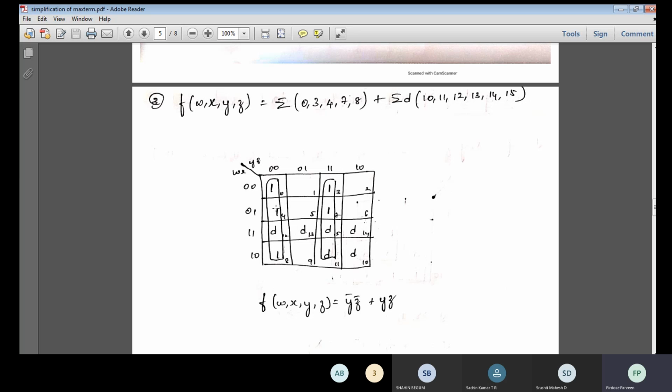So 1 is here, 1 is here and 1 is here, and a don't care term is here. So I can go for a 4 cell grouping like this: 0, 4, 12 and 8. What you'll be getting here is Y bar, Z bar. In the same way, I'll group 3, 7, 15, 11, which is YZ. Again, you cannot group 12, 13, 14, 15 like this, and you cannot group 14, 15, 10 and 11, because they have only don't care terms.